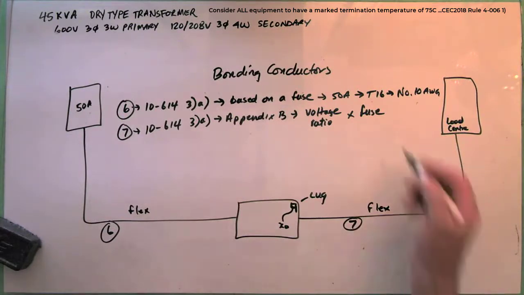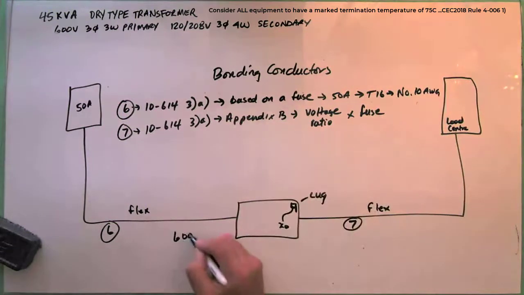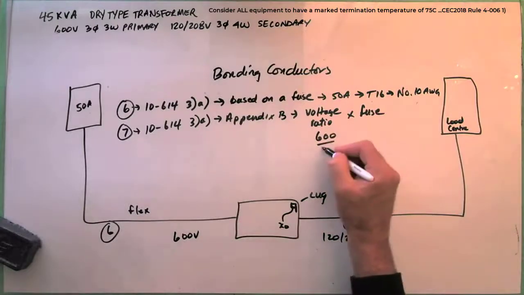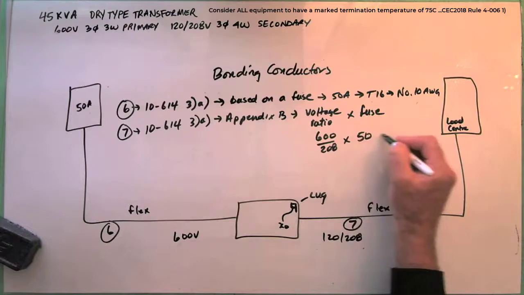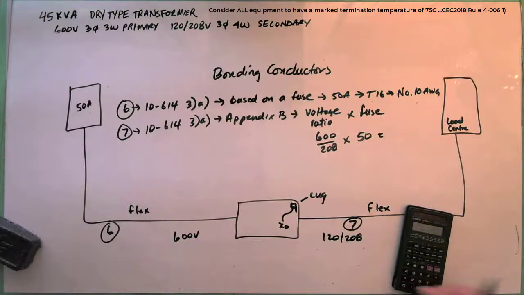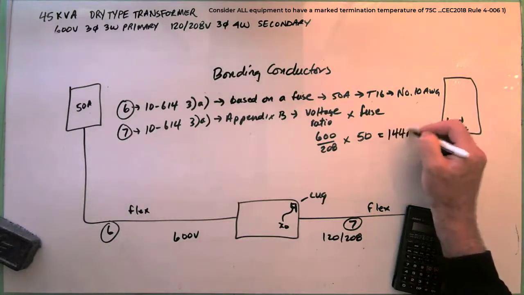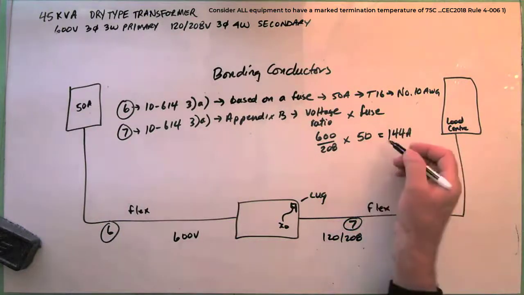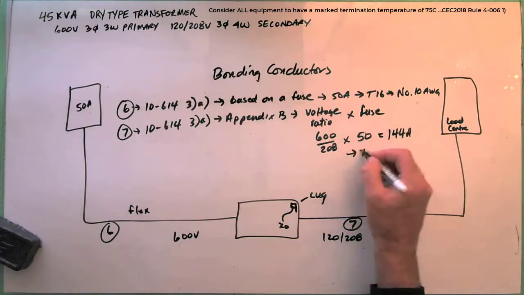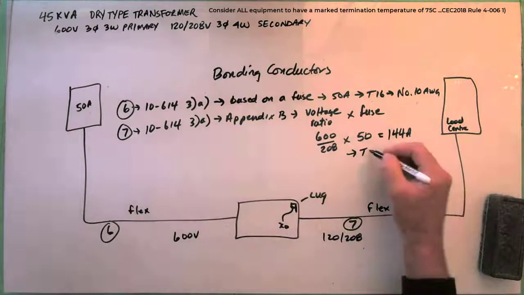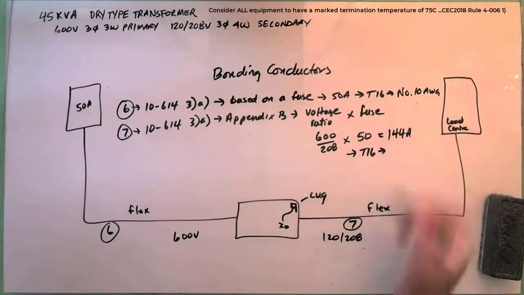So that's how you size the bond on the secondary side of a transformer where there's no overcurrent device. So over here, I got 600 volt, 120/208. What's my voltage ratio? 600 divided by 208 times the fuse. So 50 times 2.88, I think it's 144. I'm going to do it again. 50 times 2.88 is 144 amps. Go to Table 16 and pick a bond greater than that.